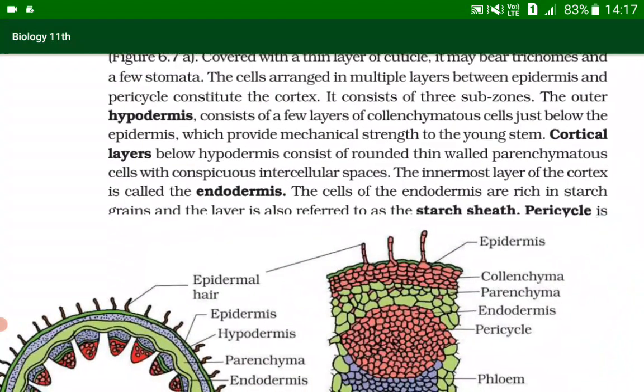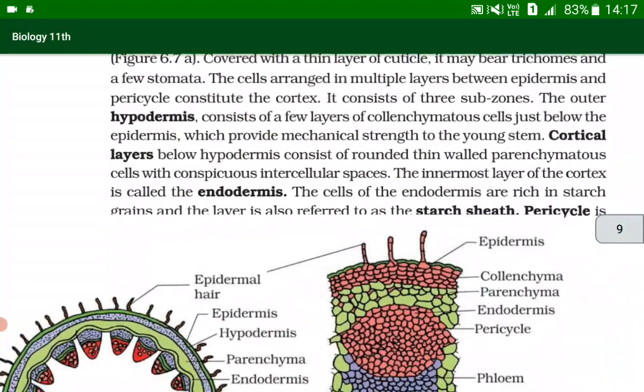The innermost layer of the cortex is called the endodermis. The cells of the endodermis are rich in starch grains and the layer is also referred to as a starch sheath.